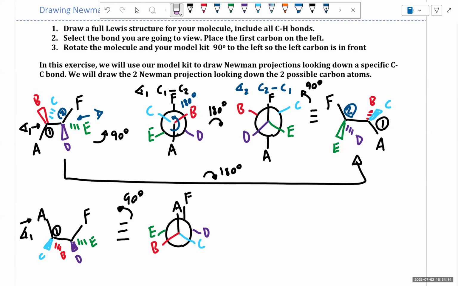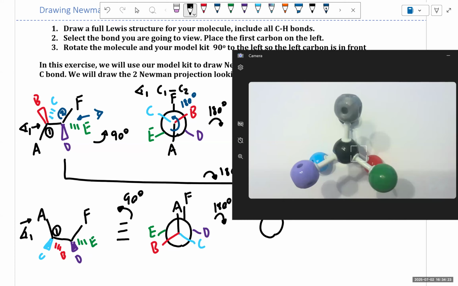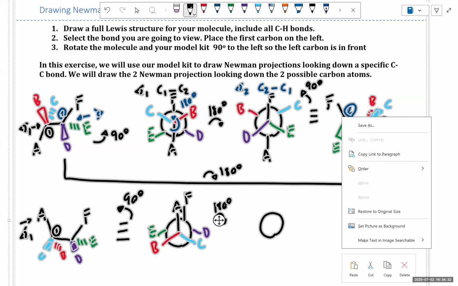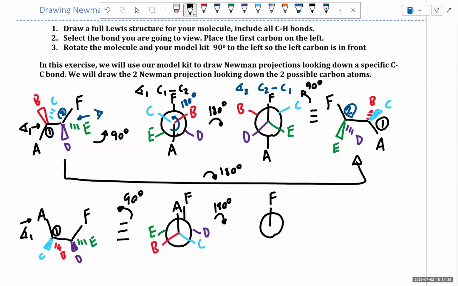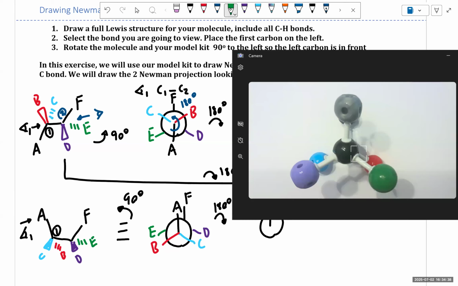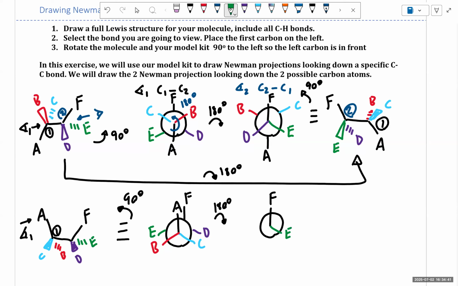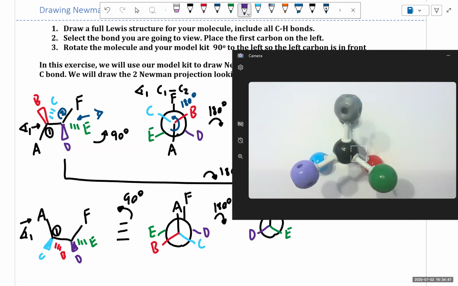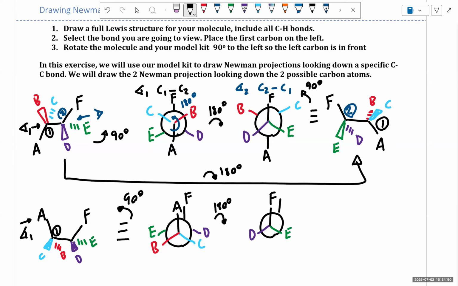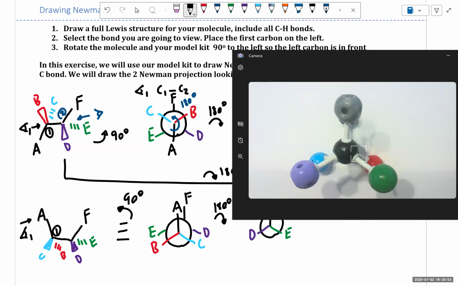So if we take our entire model kit and rotate it 180 degrees, we can now look down carbon 2. This time, carbon 2 is in front. We see substituent F is pointing up, and let's draw out the remaining substituents. So F is pointing up. E is on the right. D is on the left. Substituent A is in the back. Substituent B in red is on the right, and substituent C is on the left.